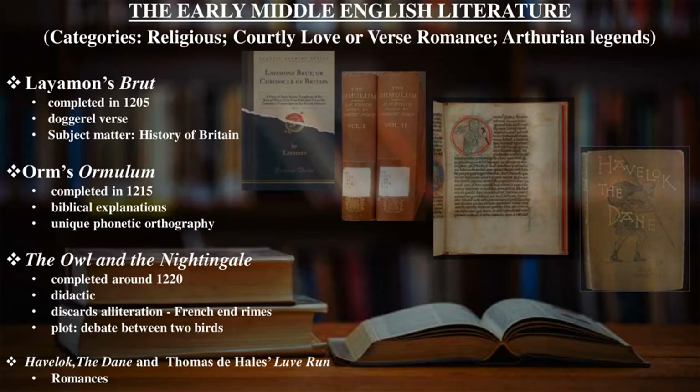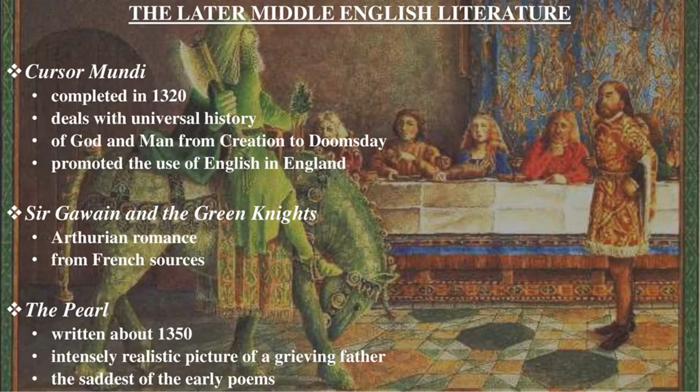The next important work is that of The Owl and the Nightingale, another anonymous poem in this period. It is a didactic one completed about 1220, which discards alliteration and shows French influence. This verse romance is historically interesting as it revolves around two birds debating about a range of topics. Havelock the Dane and Thomas of Hales' Love Rune are other romances produced during the early Middle English period.